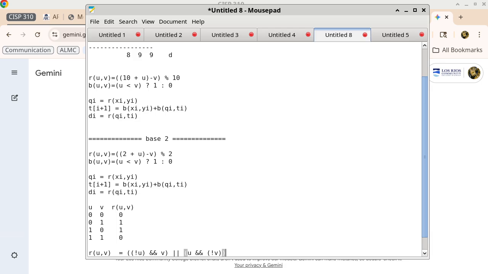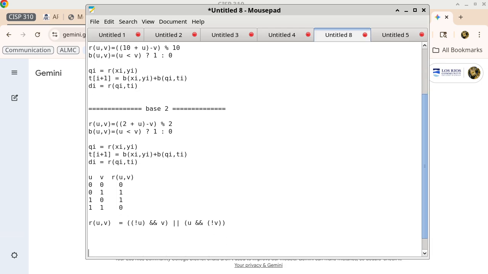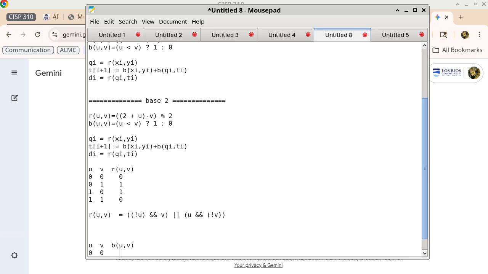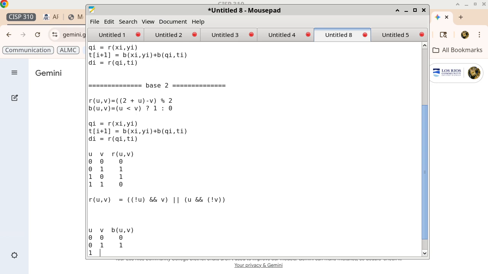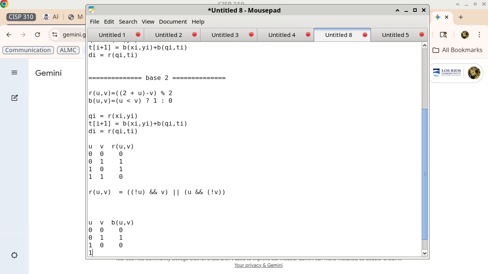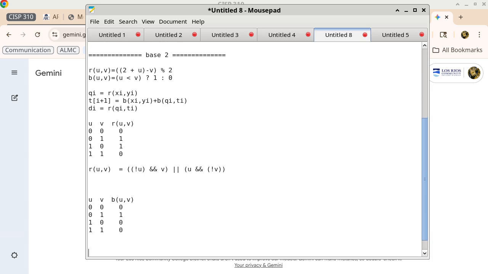Unfortunately, borrow is not quite as nice. If you look at the truth value of the B function, it's not quite what we want. 0 minus 0 has no borrow. 0 minus 1 does have a borrow. 1 minus 0 does not have a borrow. 1 minus 1 also does not have a borrow. So that's not the same thing as a conjunction, but it's pretty close. So how can the B function be implemented using logical operators?